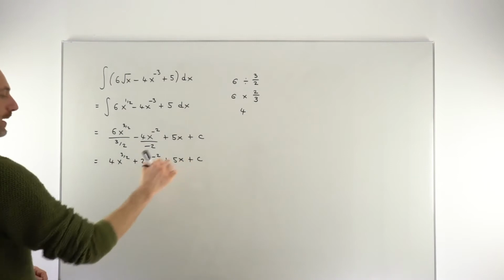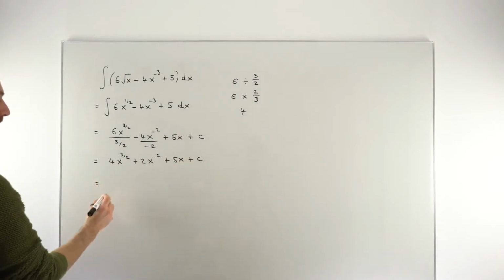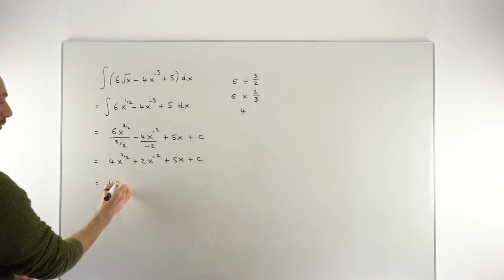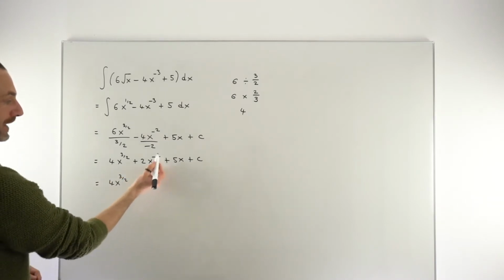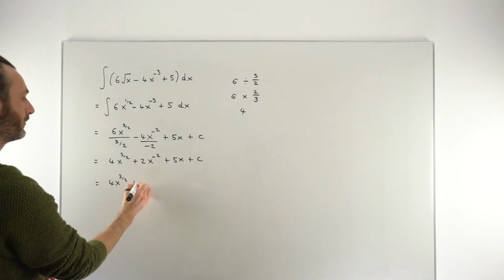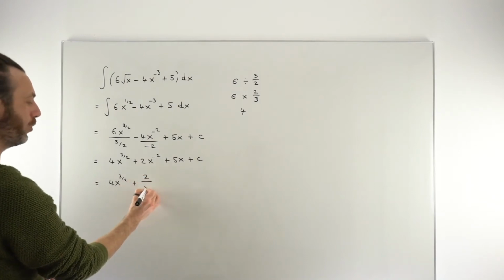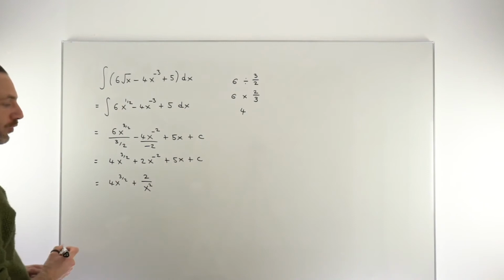Now we're just checking to make sure, is everything in a fully simplified form? There's nothing really much we can do with the first term, so leaving that 4x to the 3/2. The negative power on the second term can be fixed if you like, so this becomes 2 over x to the positive 2, or 2 over x squared.